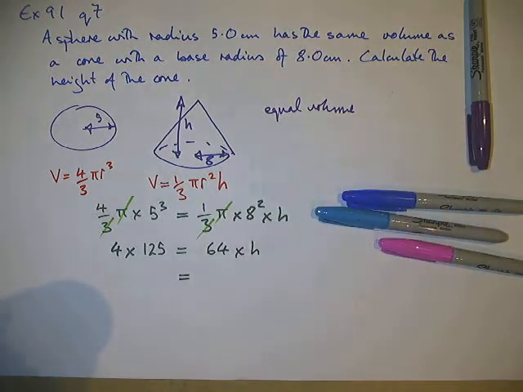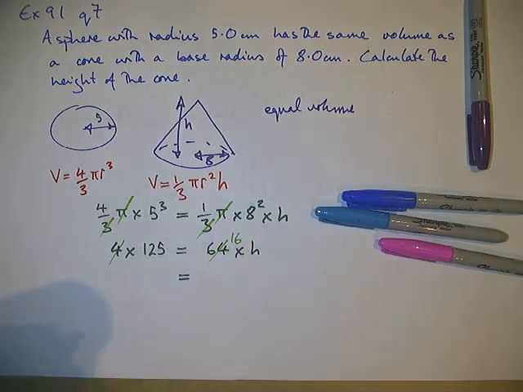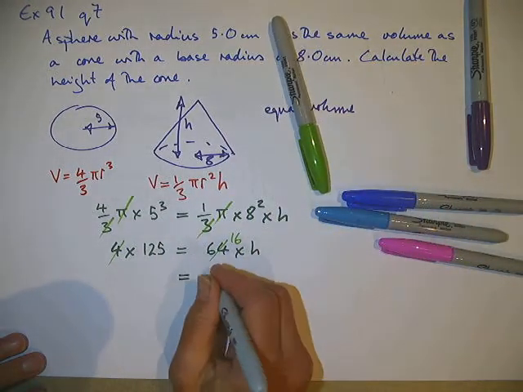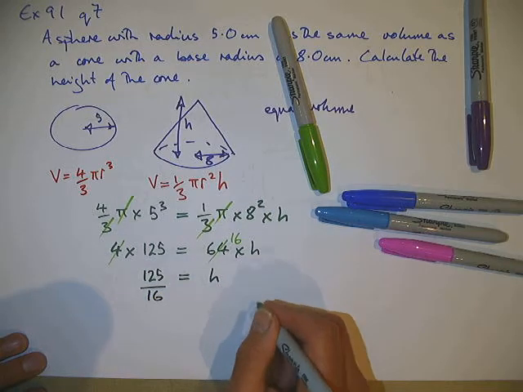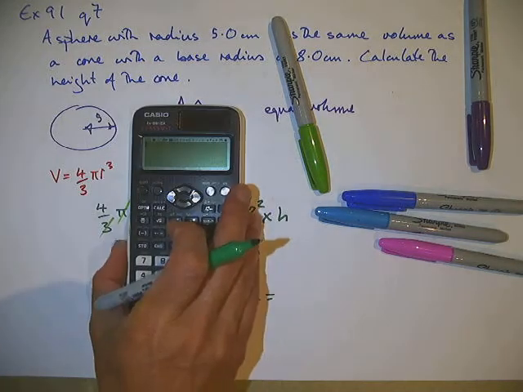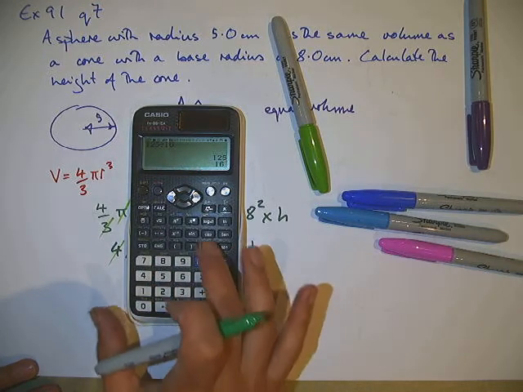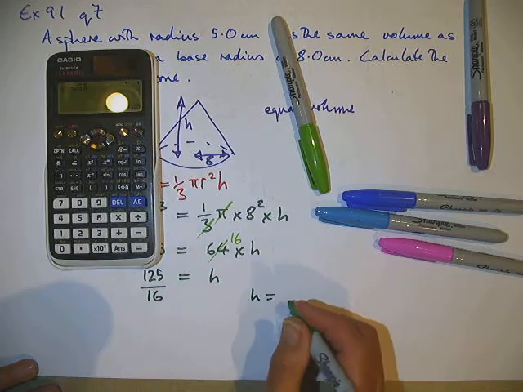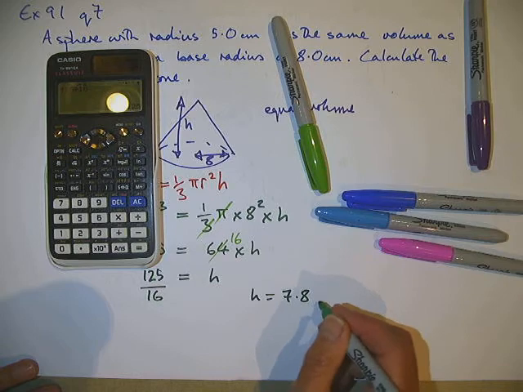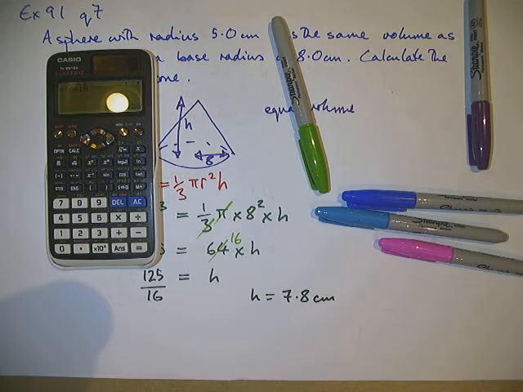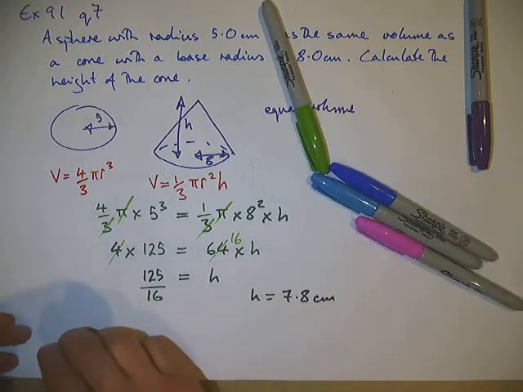No, let's really show off. Divide by 4. Okay, so I'm going to get that the height is 125 divided by 16. So the height is 125 divided by 16, 7.8 centimeters. Okay, so that's 9i question 7.